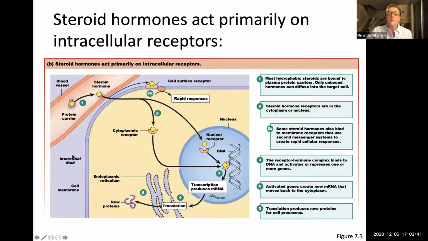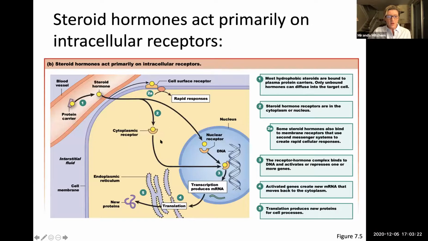Now let's look at how our steroid hormones interact with their target cell. Our steroid hormones are bound to a protein carrier. So the steroid is the yellow circle, and then we've got this protein carrier, and that enables it to move through the water-soluble environment of the blood. The steroid dissociates from its carrier, and then it crosses the membranes, the different surfaces, and we've got a couple options. Some steroids are able to bind to cell surface receptors, and this leads to a very rapid response.